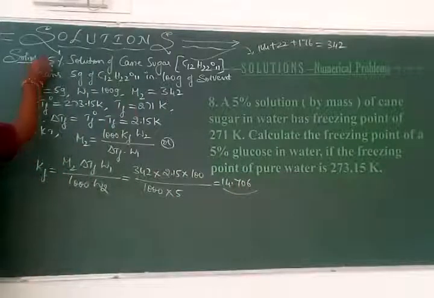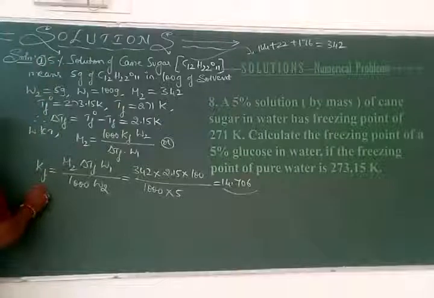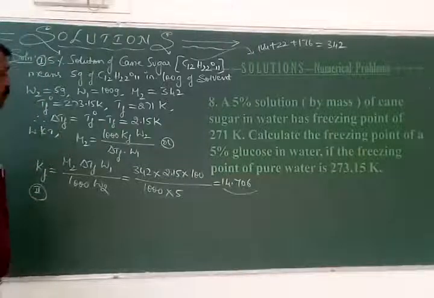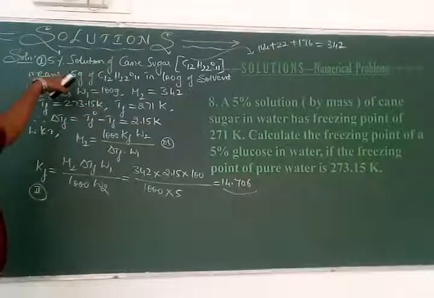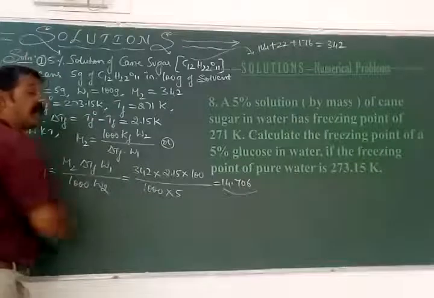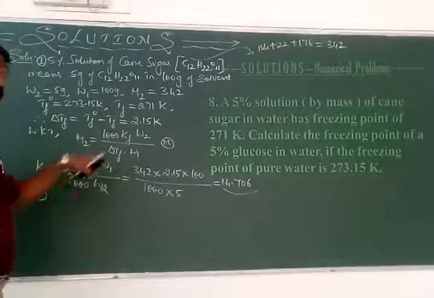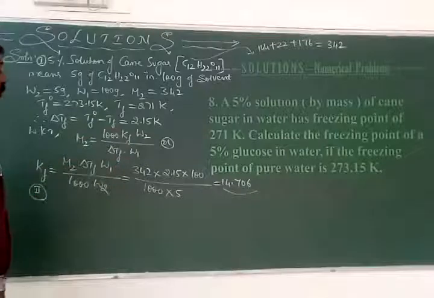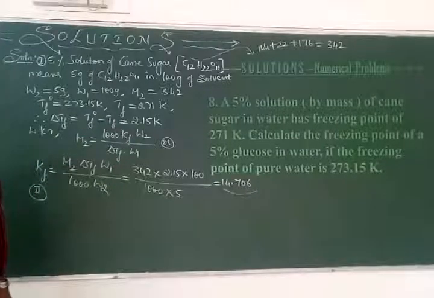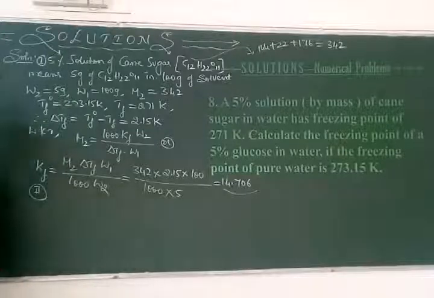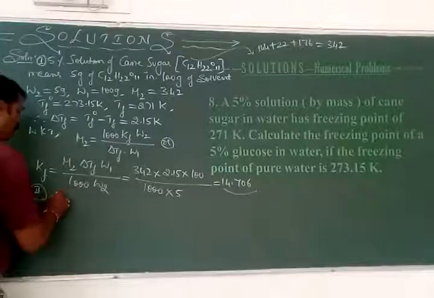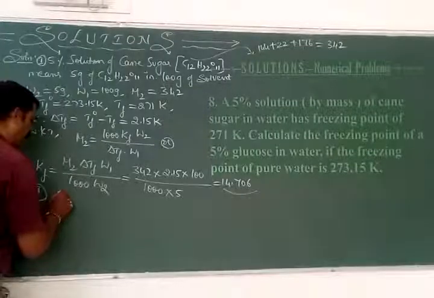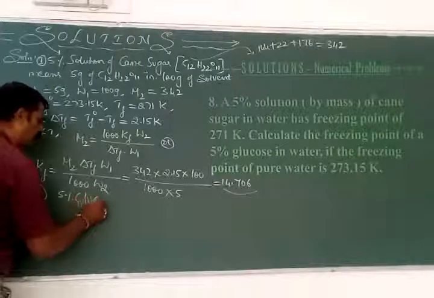14.706. Let us call this case 1. Let us take the second one, case 2. By knowing the molecular mass along with the depression in freezing point, I calculate the value of Kf. Now Kf is known because the solvent is the same, but we have to find the freezing point of that particular sugar solution, if the freezing point of pure water is 273.15.